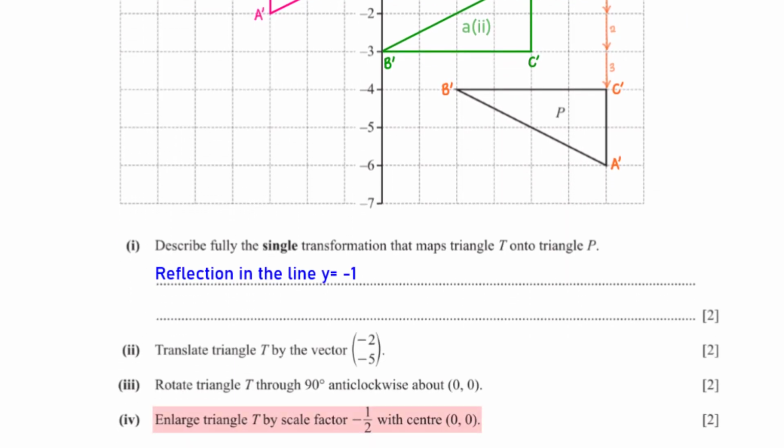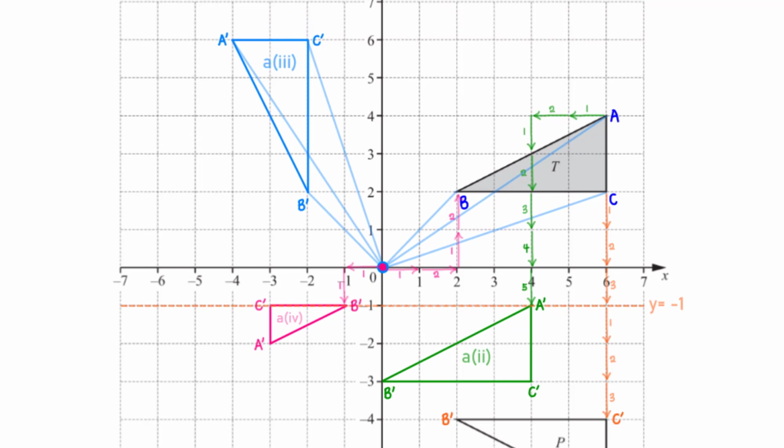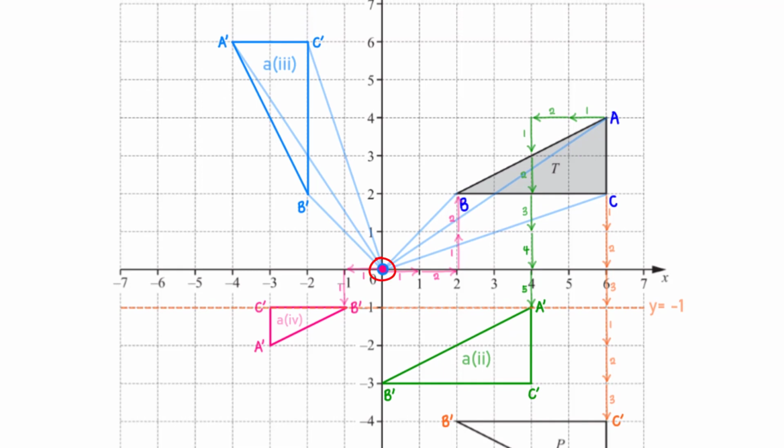Enlarge triangle T by scale factor -half with center 0, 0. First, we need to mark the center of enlargement, which is the origin. Then we need to move each vertex on triangle T such that we are able to reproduce the enlarged image of the triangle. Let's pick point B. To move from the center of enlargement to point B, we move 2 units to the right and 2 units upwards. The scale factor is -half.